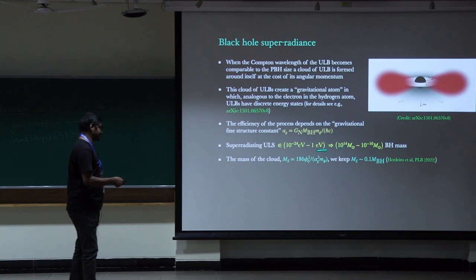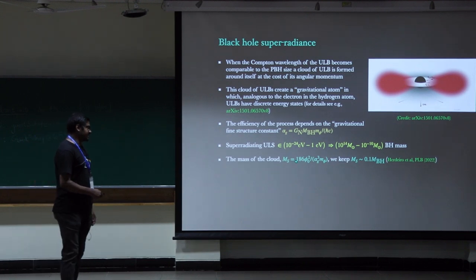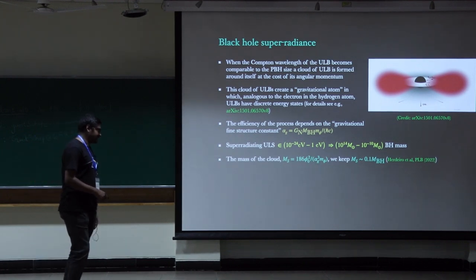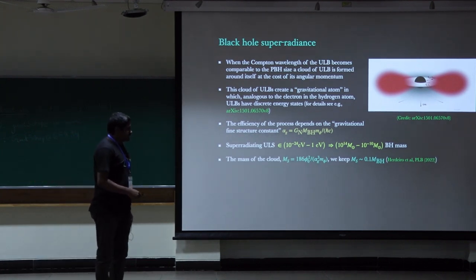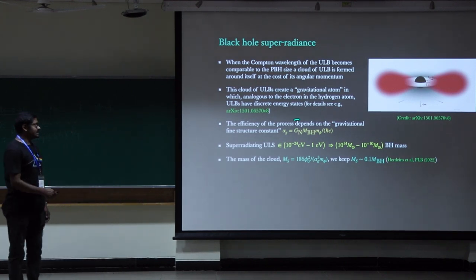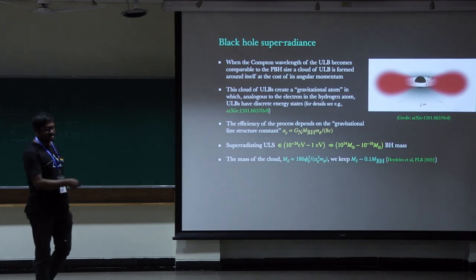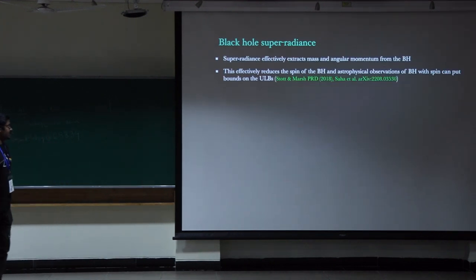So the range is something like this. Moreover, the mass of the cloud that will be formed here can be approximately given by this, and from the numerical gravity simulations, it can be shown that the mass of this cloud cannot become larger than 10% of the total black hole mass.